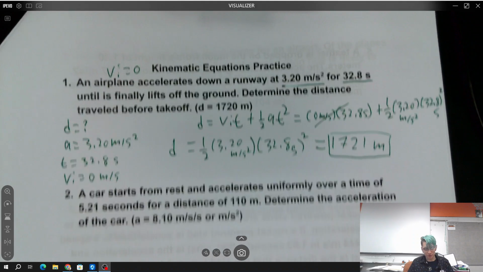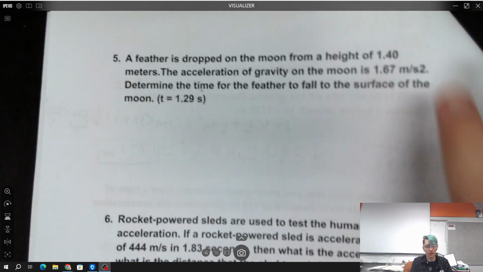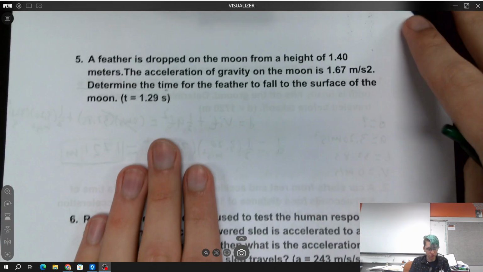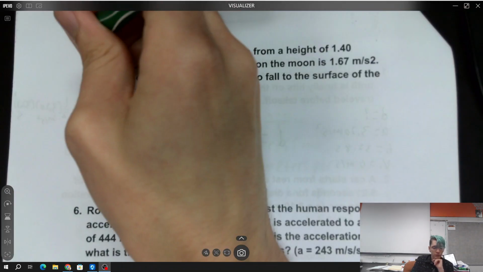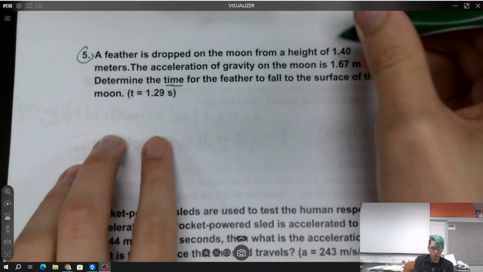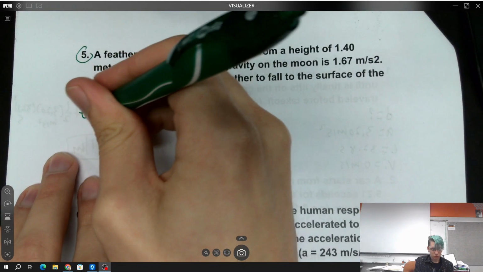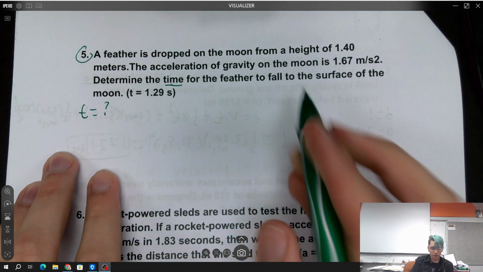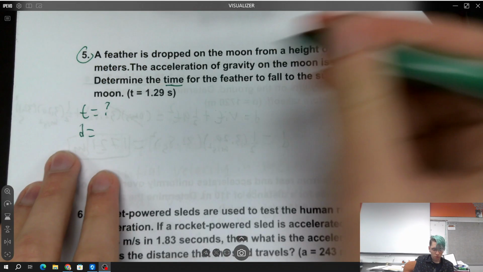So we may have one that we have to manipulate algebraically. That just means that we may set up our equation and find out that it is a solve for x kind of equation. On this one, we're looking for time. This is number 5. So we're looking for the time. That is our question mark. And we have the height. So that is going to be our displacement, or our x.